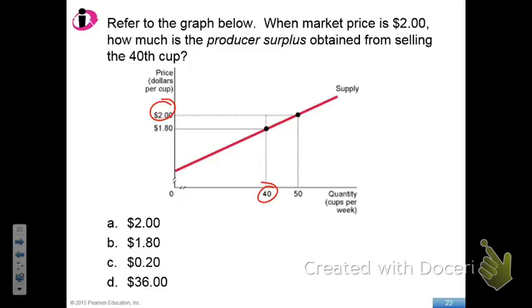We know that producer surplus is the difference between the price that our producer is willing to accept and the price that he actually gets. Producer surplus is the difference between the market price and the minimum price that our producer is willing to accept. So when we look at the output level 40, the minimum price that our producer is willing to accept is $1.80. Do you all see that? And the price that our producer gets is $2. So the producer surplus is $2 minus $1.80, and that's 20 cents. Makes sense? So the answer is C.